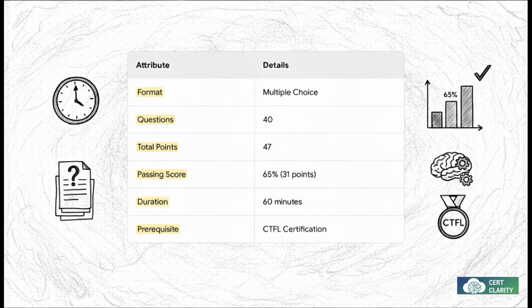Okay, let's get down to brass tacks. Here are the numbers you need to know, straight from the source. It's 40 multiple choice questions, and you've got 60 minutes. That works out to about a minute and a half per question, so you've got to be on your toes. The magic number to pass is 65%. And don't forget, this isn't a standalone certificate. You have to have your foundation level first, because all those core testing principles still apply here.